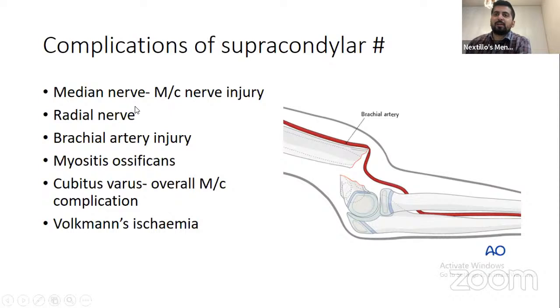Now, median nerve injury is the most common nerve injury. It is the median nerve. In many books radial is written, but that is not correct. Median is the most common nerve injury. Radial is the second most common.